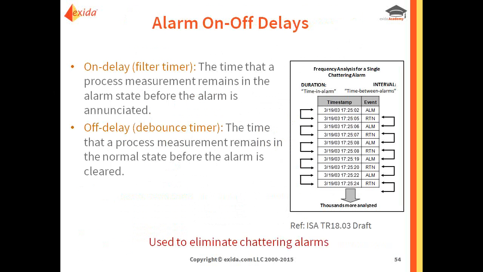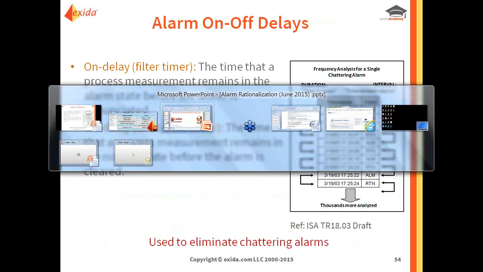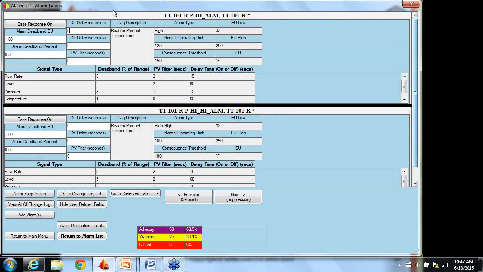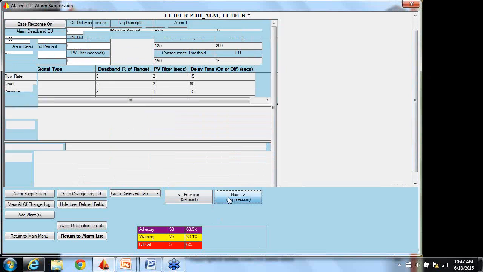Similarly, we can add on and off delays, which have a similar effect on the alarm, delaying the enunciation to make sure that the alarm stays true for a certain period of time. So in this case, we heard that the high temperature alarm was a nuisance alarm. It was a chattering alarm, and if we look at the deadband, we can see that it's relatively low in this case. So perhaps it needs to be increased. We'll also set the on delay to 5 seconds as a nominal value to help get rid of chattering.